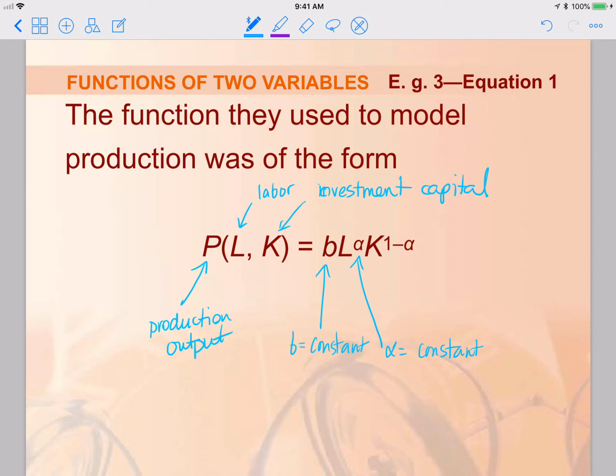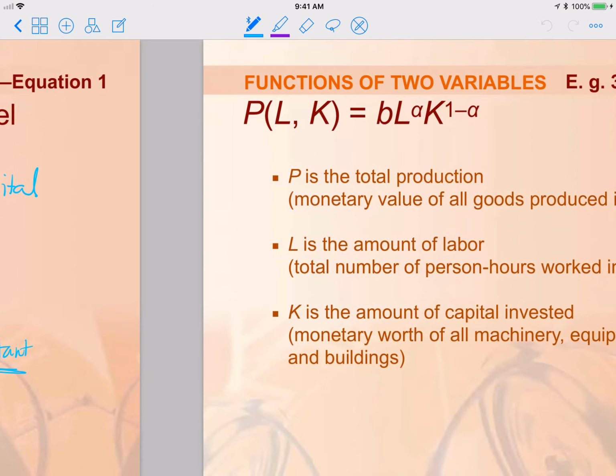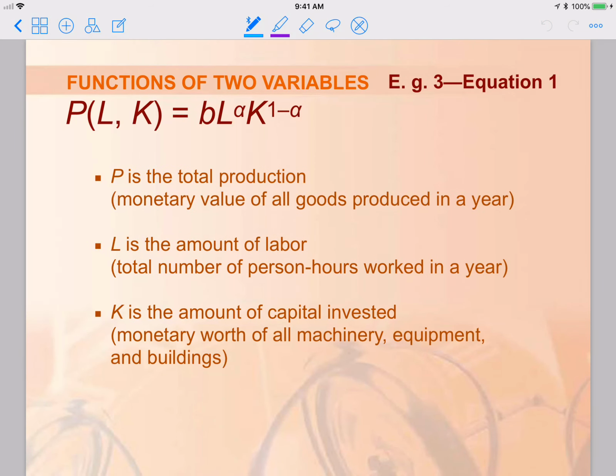Okay, so they assumed that the relationship between labor, investment capital, and production output had this general form: P = B times L to the alpha times K to the 1 minus alpha. P is the total production, K is the amount of capital investment, and L is the amount of labor, the total number of person hours worked in a year.